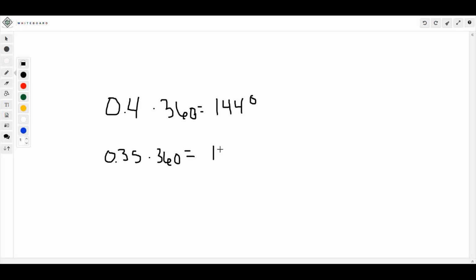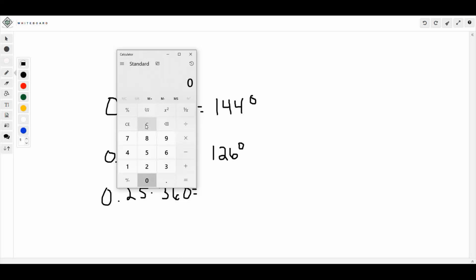126 degrees on the pie chart. And then C, without using a protractor, find the angle of the section of the pie graph representing the percent of undecided voters. That's 25%. So 25% of 360 is, I do believe this is 90, but we'll go ahead and try it and see.